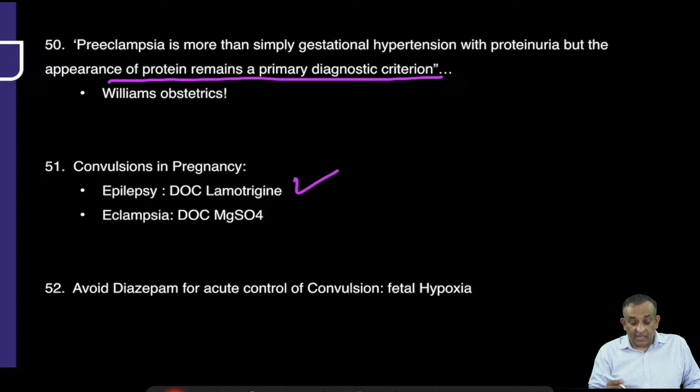Avoid diazepam for the acute control of a convulsion in pregnancy. Diazepam is a benzodiazepine. The mother will stop convulsing very nicely, we know that, but diazepam is definitely known to cause fetal hypoxia. Those who are doing internship right now would have seen in most medical colleges, your consultants will tell you, please don't give diazepam. When a patient convulses, the first and best drug is magnesium sulfate, and the drug to reduce the blood pressure is IV labetalol. All right, fine. Let's see.